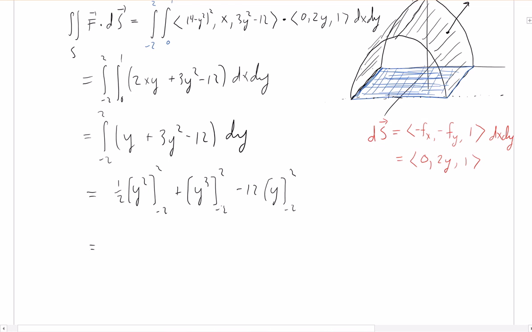So the first one is just 0. We have an odd function over an interval centered around 0, so this is just 4 minus 4. Next, we have 8 minus negative 8, which is 16, and minus 12 times 2 minus negative 2, which is 4. So we have 16 minus 48, which is negative 32, and that is our final answer.